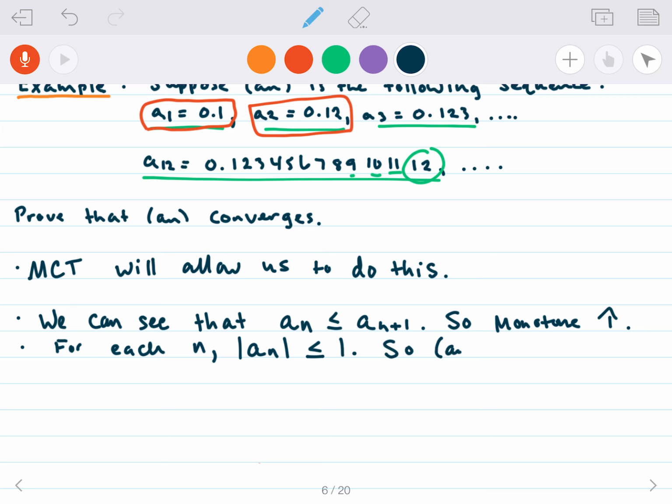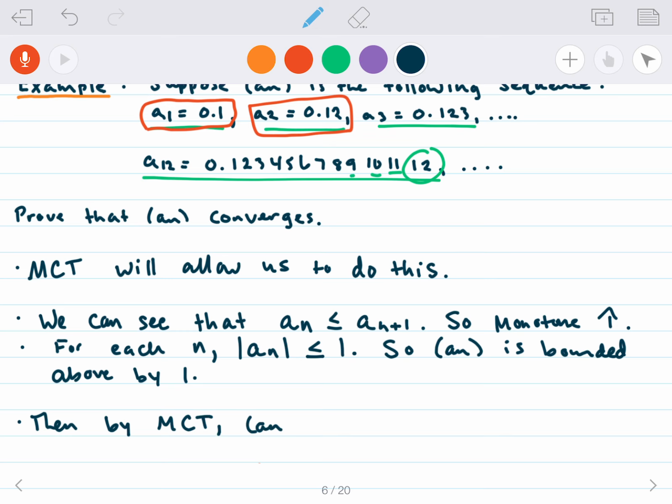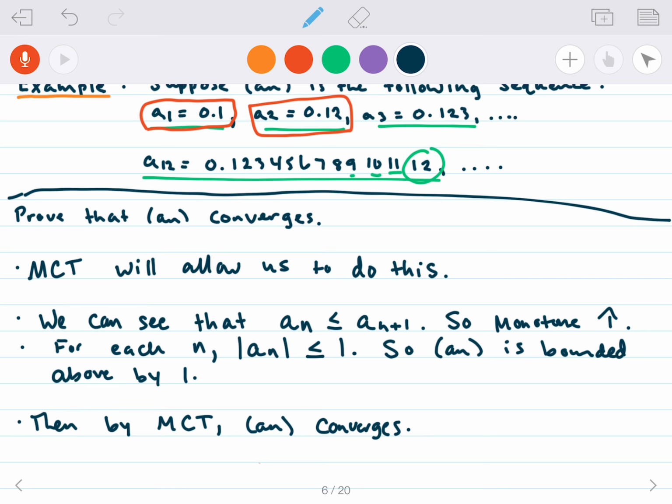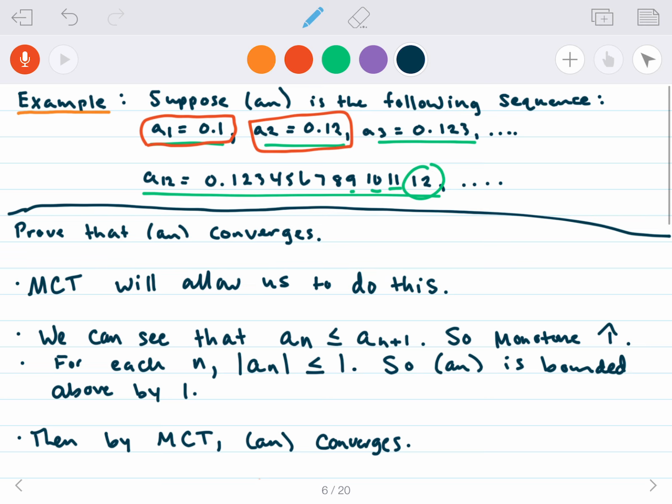So the sequence is bounded above by 1. Then, by the monotone convergence theorem, a sub n converges. All we needed was that it was monotone and bounded, and we get convergence by the monotone convergence theorem. So we know it converges, and yeah, I like this example. It's pretty cool.